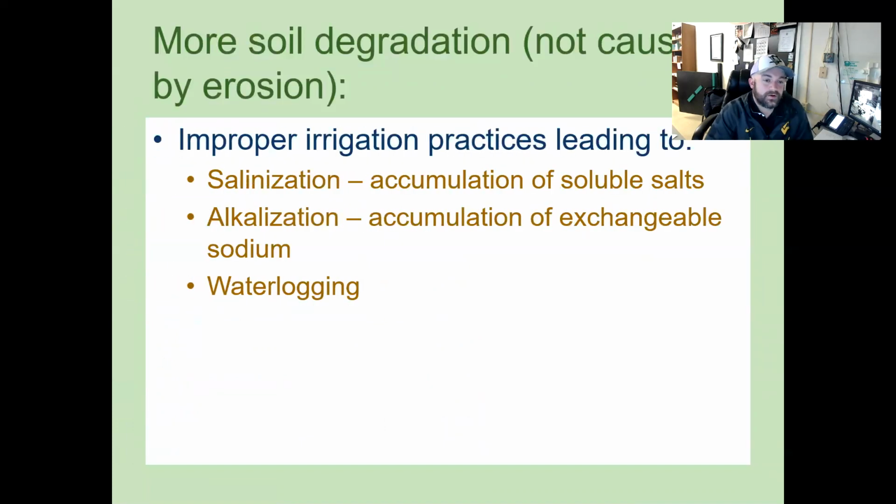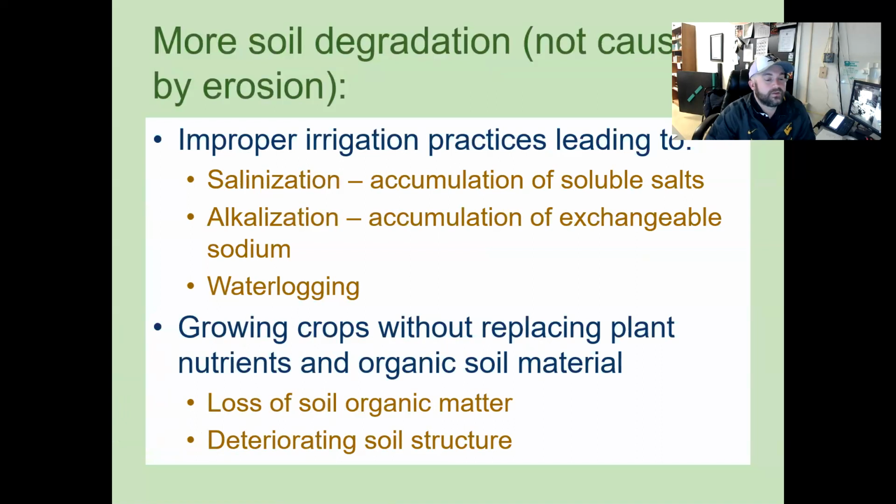So improper irrigation practices lead to salinization, which is the accumulation of soluble salts, alkalization, which is the accumulation of exchangeable sodium, and waterlogging. Then there's growing crops without replacing plant nutrients and organic soil material, leading to loss of soil organic matter and deteriorating soil structure. I always say whenever you're planting any sort of crops, you need to switch out those crops year to year. That's why you see one year somebody might plant corn, next year somebody might plant soybeans.